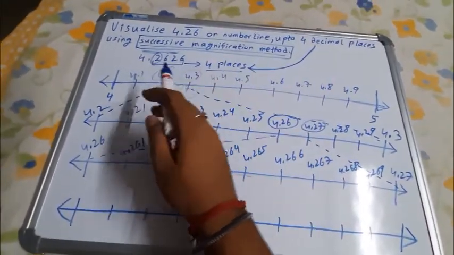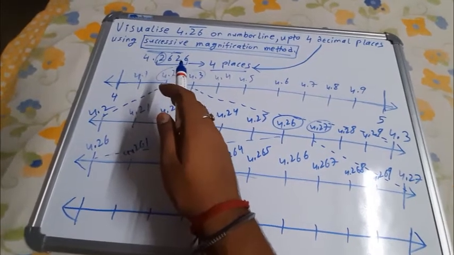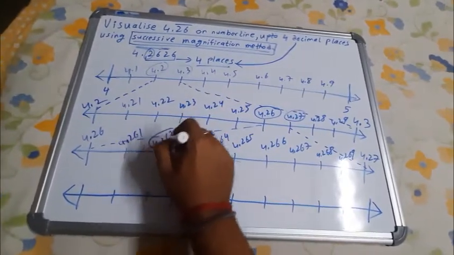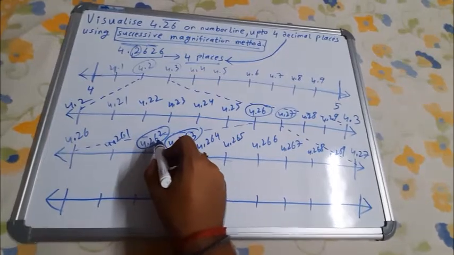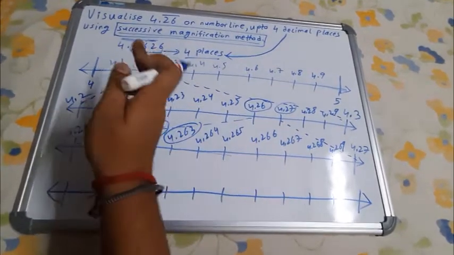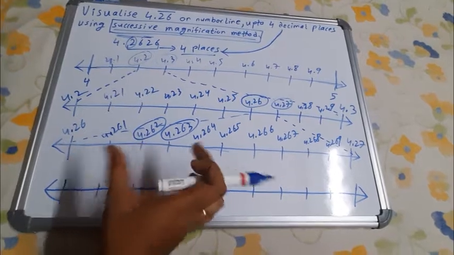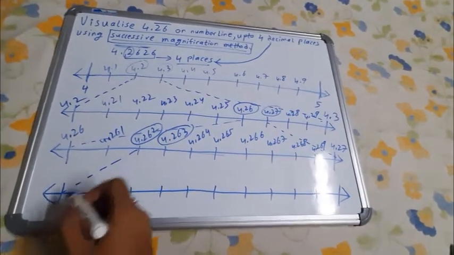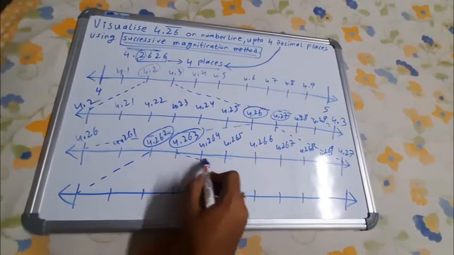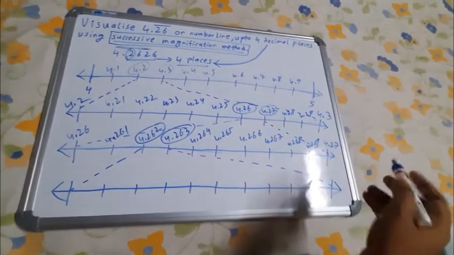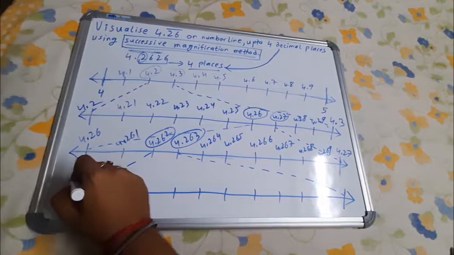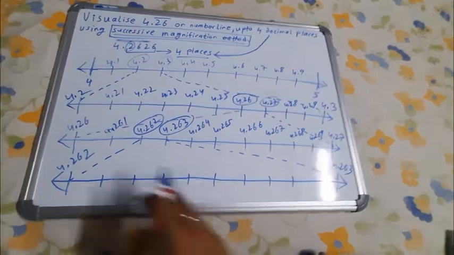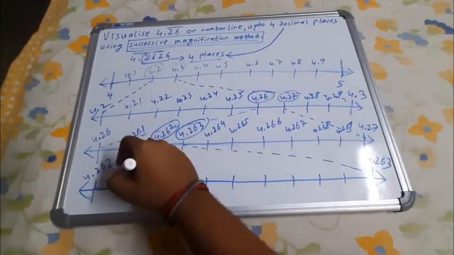Now again we can see that it doesn't stop at 4.262. Again 26 is coming after that. So we know 4.2626 will appear between 4.262 and 4.263. So again I will magnify these two points. This point will be magnified over there, and that point over here. So this point will now be 4.262, and this point will now be 4.263. Now again we will divide these portions equally.